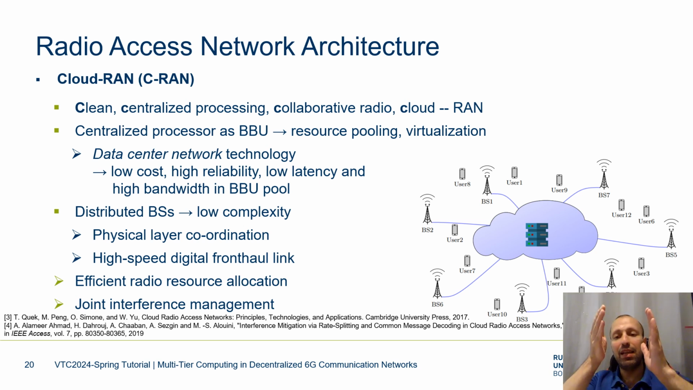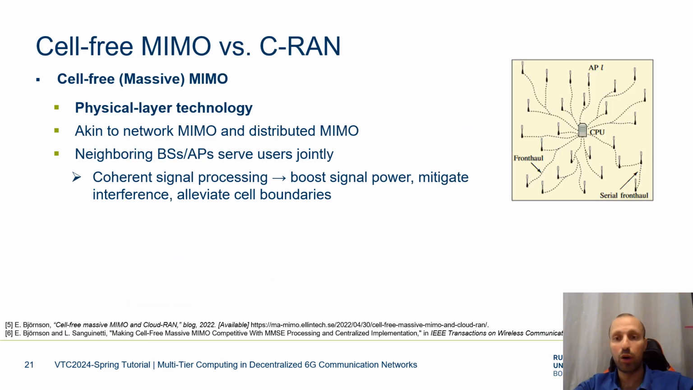By separating the planes between a control plane at the center and the data plane at the distributed base stations, you can eventually enable efficient radio resource allocation for the goal of mitigating the interference stemming from this super dense network, an ultra dense network. Of course, this is the idea.